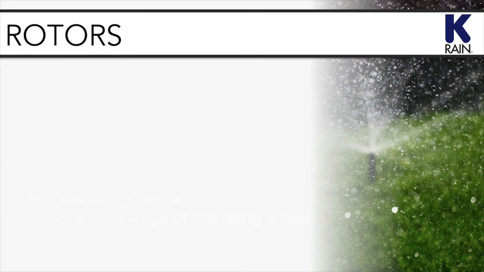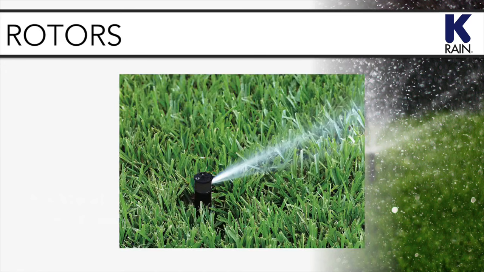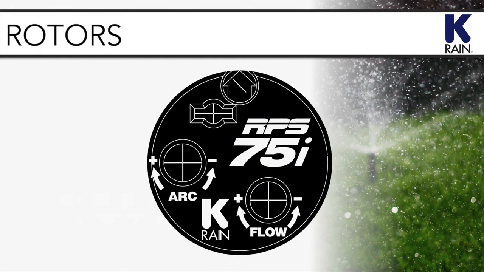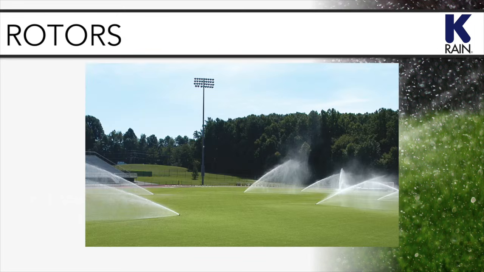Rotors come in different sizes with different radius ranges. Mini rotors generally have an 18 to 36 foot radius range. Standard residential rotors typically have a 22 to 50 foot radius range, and sports field rotors generally throw water between 45 and 75 feet. Now that's what I call a home run.